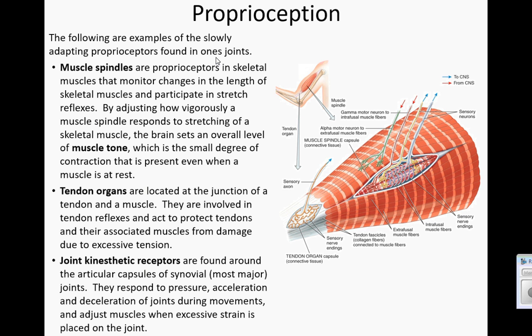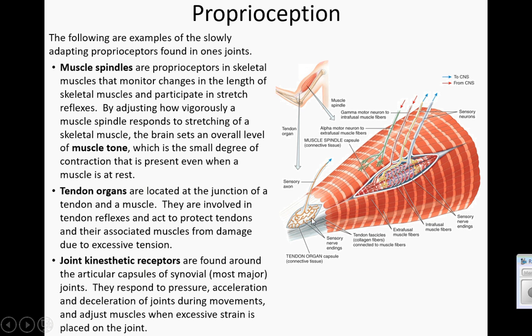So let's talk here about the actual types. Once again, we've already talked about the first, muscle spindles. These are found in our skeletal muscles, monitoring changes in the length of skeletal muscles. We talked about them when we talked about the stretch reflex, like your knee jerk. When we tap on that tendon, the muscle stretches, they stimulate those muscle spindles, which wrap around those muscle fibers. Now, by adjusting how vigorously a muscle spindle responds to stretching of a skeletal muscle, our brain is actually going to set an overall level of muscle tone, which we've talked about before. Muscle tone is that very slight degree of muscle contraction, even when we are keeping our muscles in a resting state.